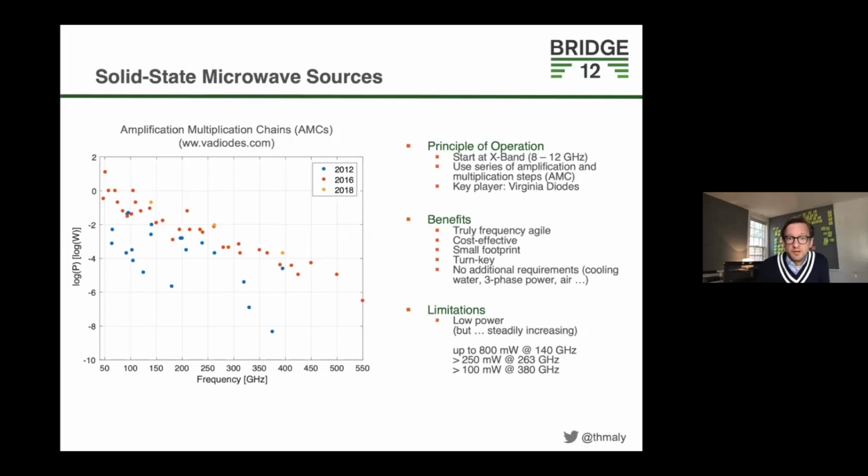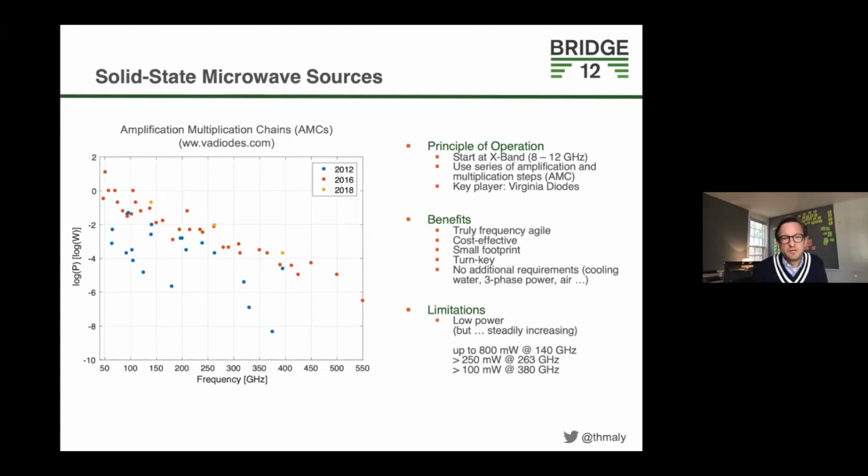They are truly frequency agile. Of course, they have a bandwidth. You can't go from DC to 500 gigahertz with a device like this, but every dot here represents one certain AMC, and they have a bandwidth. The price you pay for a higher bandwidth is that the typical output power is a little lower. But for all purposes, for DNP, a solid state source has sufficient bandwidth to cover the resonance you're looking at. They are cost effective.